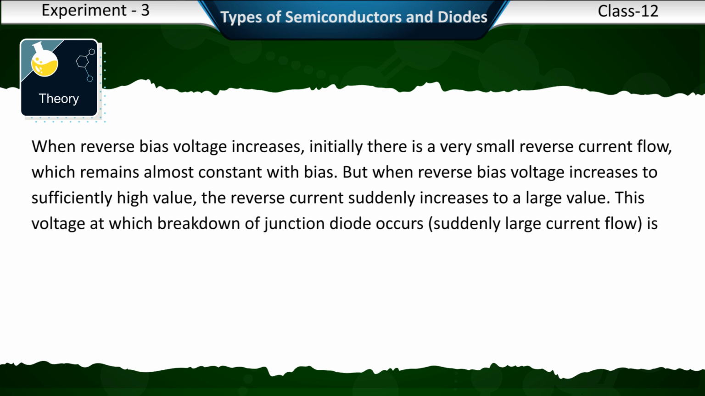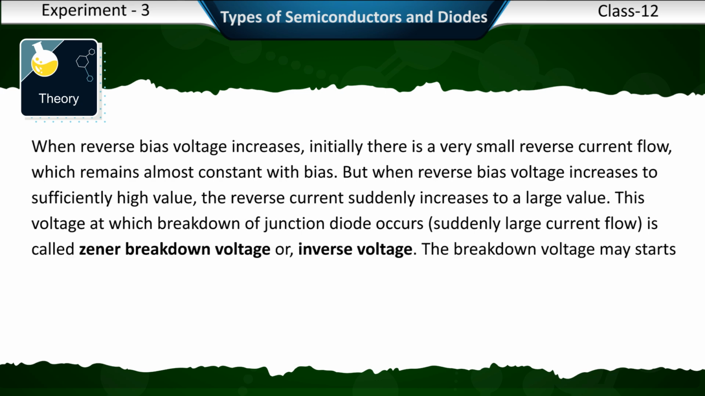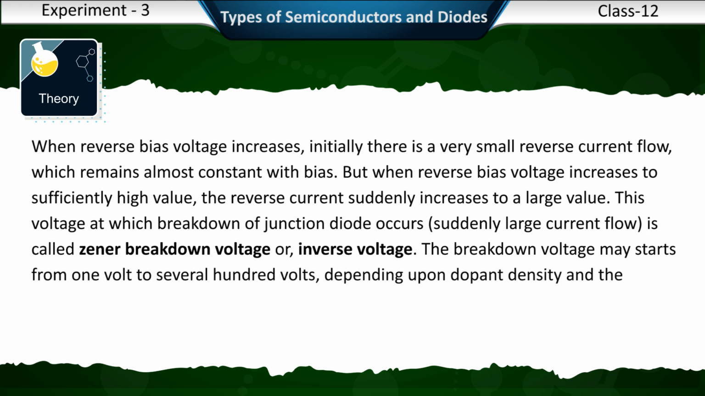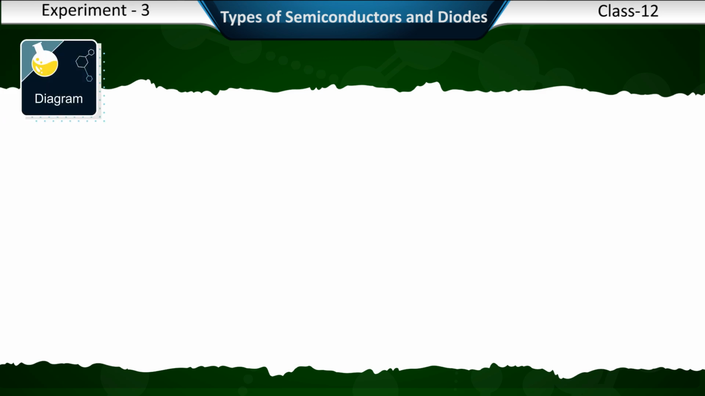This voltage at which breakdown of the junction diode occurs, with a suddenly large current flow, is called Zener breakdown voltage or inverse voltage. The breakdown voltage may range from 1 volt to several hundred volts, depending upon dopant density and the depletion layer. Diagrams.